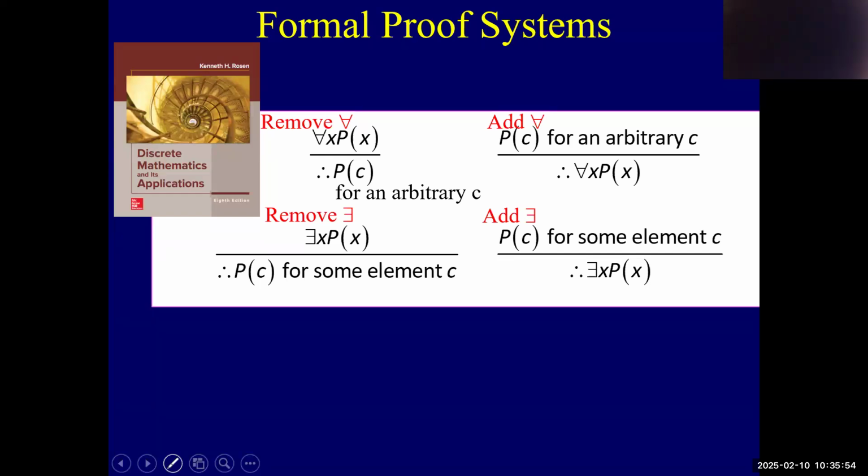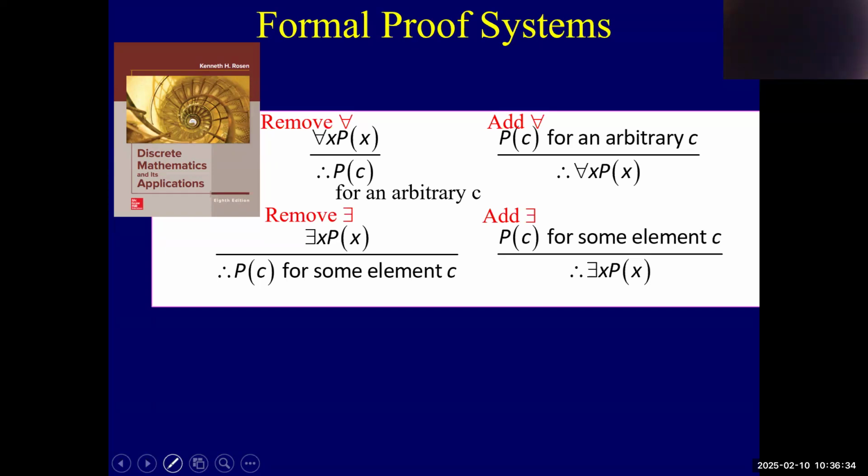Remove and add exist. Other people might call them instantiating or something, I don't know. But here, if I know that something is true for every x, then I can plug in my favorite x. You can give me Jeff, and I can find out whether it's true for Jeff. Similarly on the top right, if C is an arbitrary value and I proved it for C, then I can add the Forall in front.